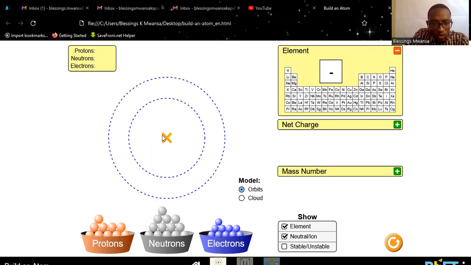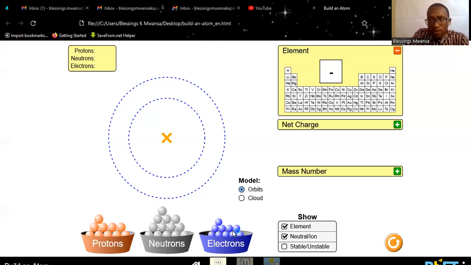So what we have here at the center is the nucleus, and then the nucleus is surrounded by the shells, of course, all the energy levels. So for us to build an atom, we need protons, we need neutrons, and we need electrons. And then to understand the characteristics of the protons, neutrons, and electrons, we are required to know the location where we can find the protons, where we can find the neutrons, where we can find the electrons.